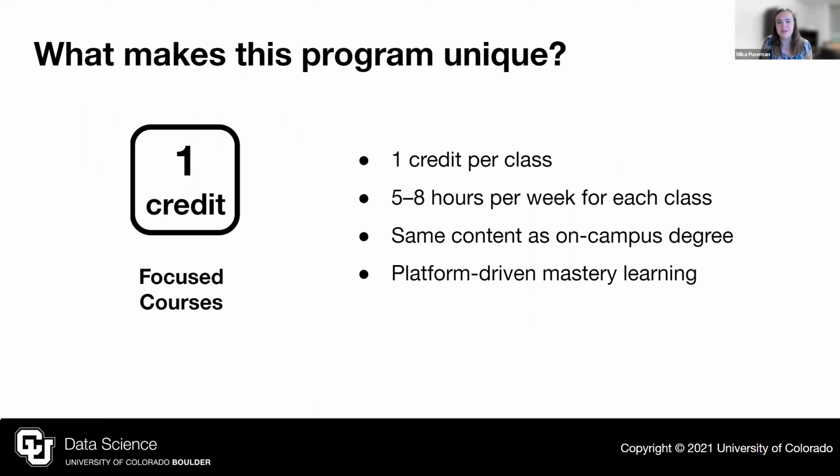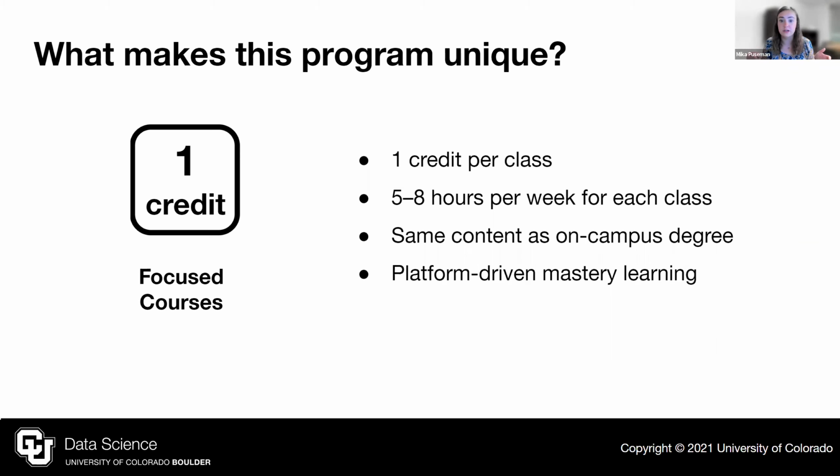So the next thing that's unique about this program are the courses themselves. In a traditional program, each course you take is usually worth around 3 credit hours. But in this program, our courses are focused into smaller pieces. And we've done that because science shows that it's better to learn small chunks of information more frequently than trying to understand complicated ideas all at once. So each of the courses in this program is only 1 credit hour. And you can expect to spend about 5 to 8 hours per week on each class you're taking.